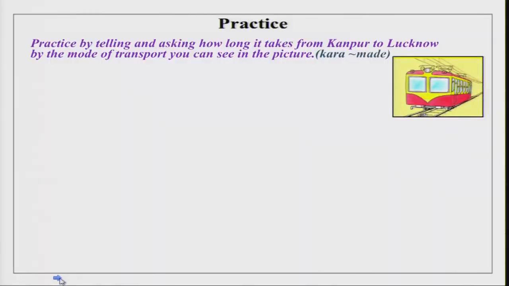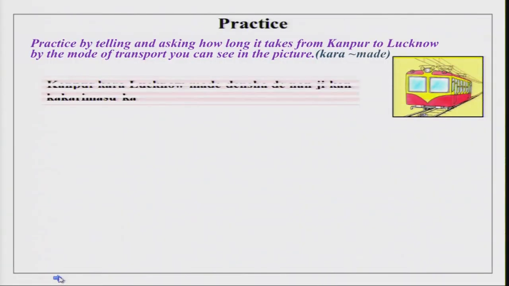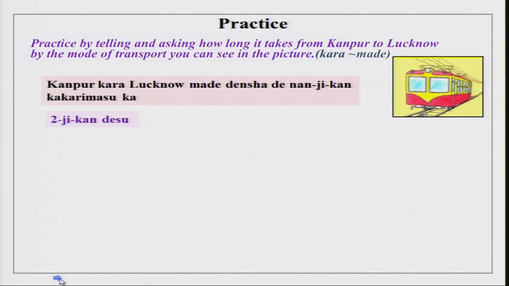You can see a picture of a train over here. Kanpur kara Lucknow made densha de nanji kan kakarimasu ka? So, this is a question you can ask, you can inquire. The answer would be nijikan desu. Kan you have done earlier. Kan means span of time, period of time.